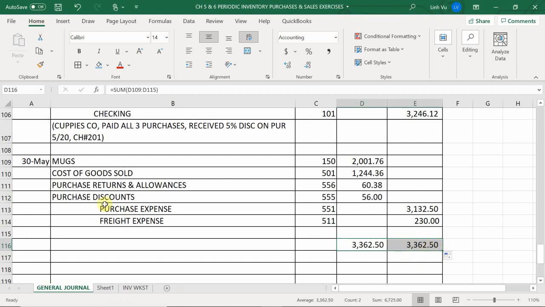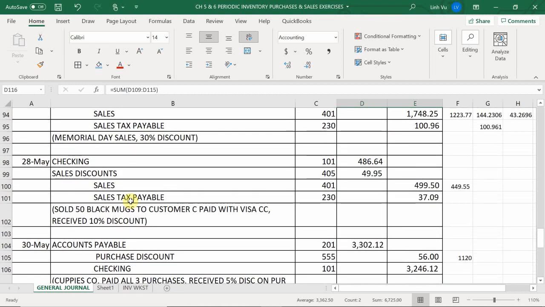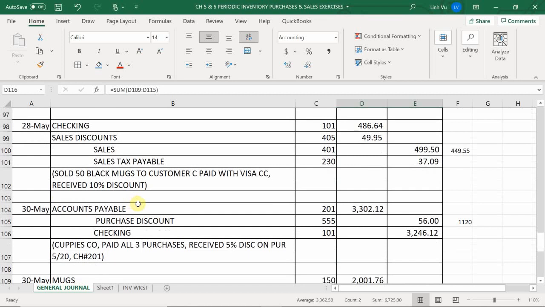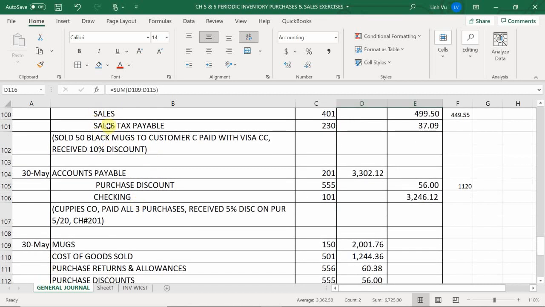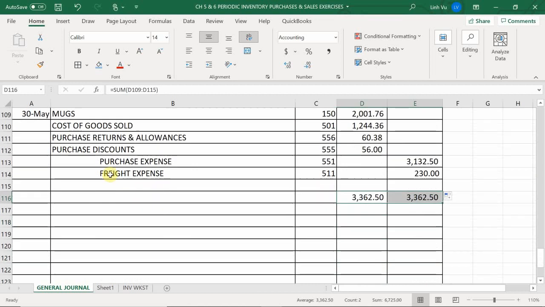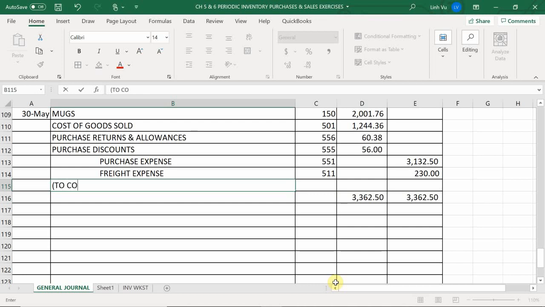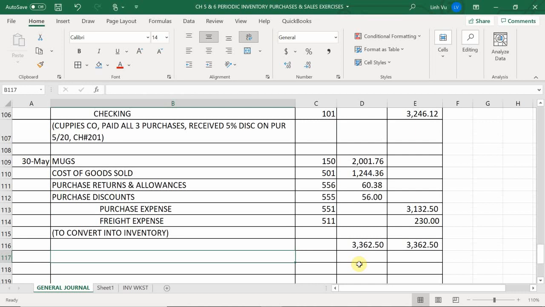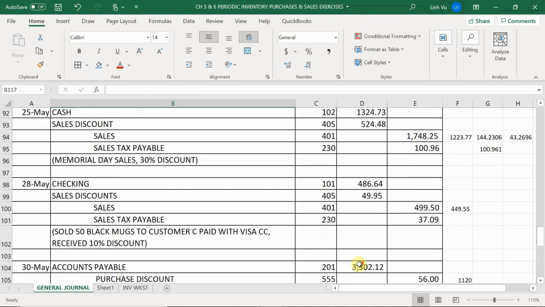$3,362.50 on the right. In our journal, we didn't journalize our discount as the same thing as returns and allowances. Because I separated my discount from my returns and allowances, that's exactly why I have to keep it separate here as well. And last but not least, put your description to convert into inventory. And that is it for the chapter 5 and 6 review.